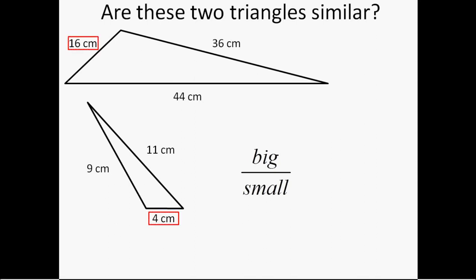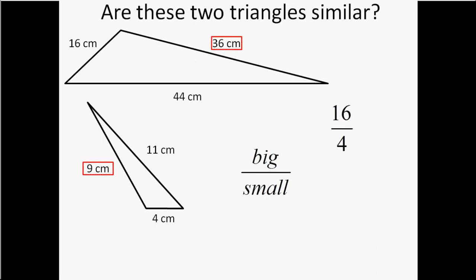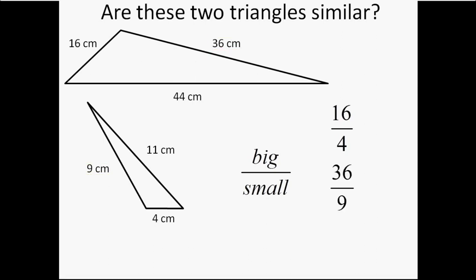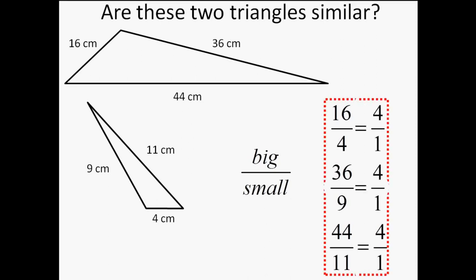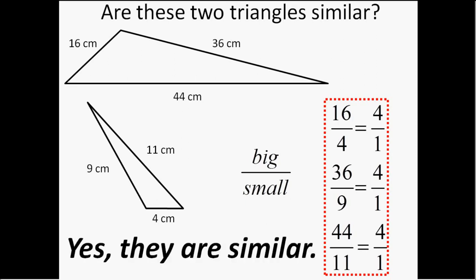We're going to set up 16 to 4 because those are both the smallest sides on each of those triangles, so they correspond. Then we'll set up the middle sides, 36 to 9, and finally 44 to 11. And if you look at them, they all break down to the same thing, so that means they are all proportional. So therefore, yes, these triangles are similar.